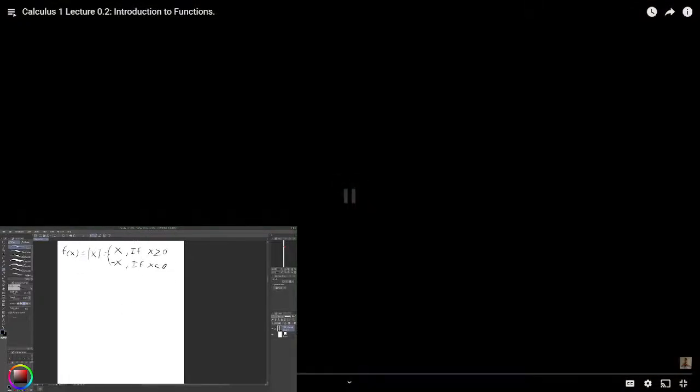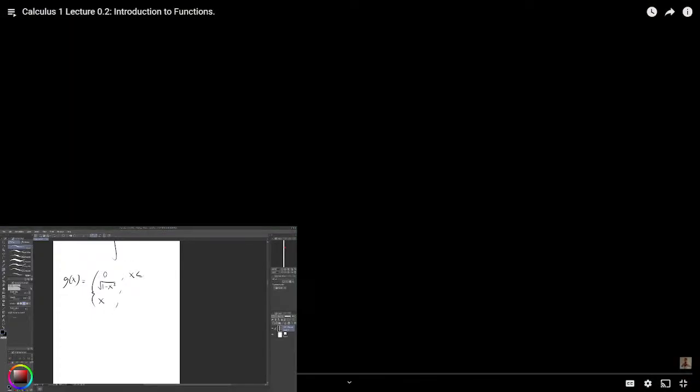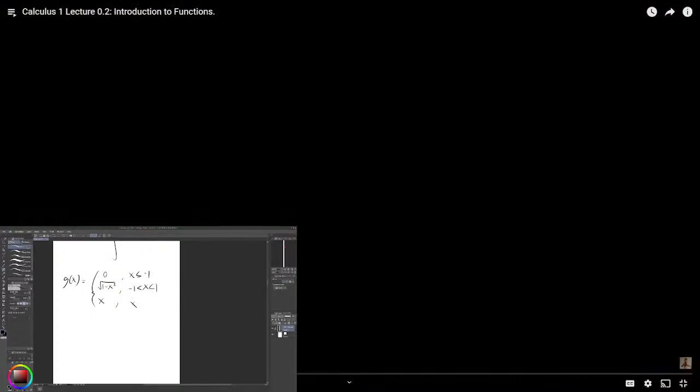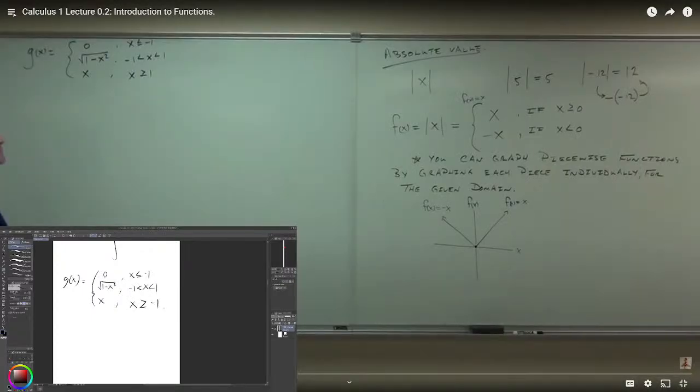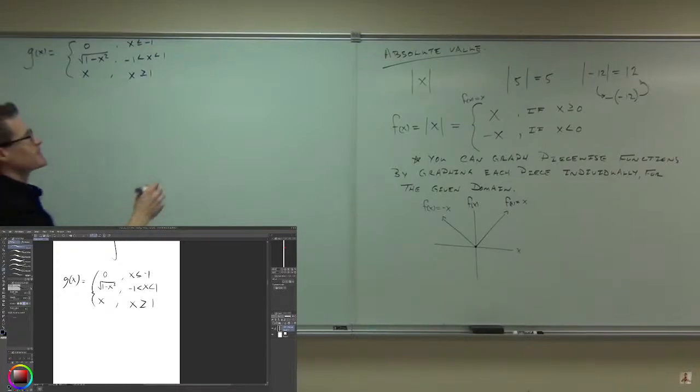I'll write this one down. 1 minus x squared, x is less than or equal to -1. -1 less than x is less than 1. And x is greater than -1. Or no, 1. That's better.